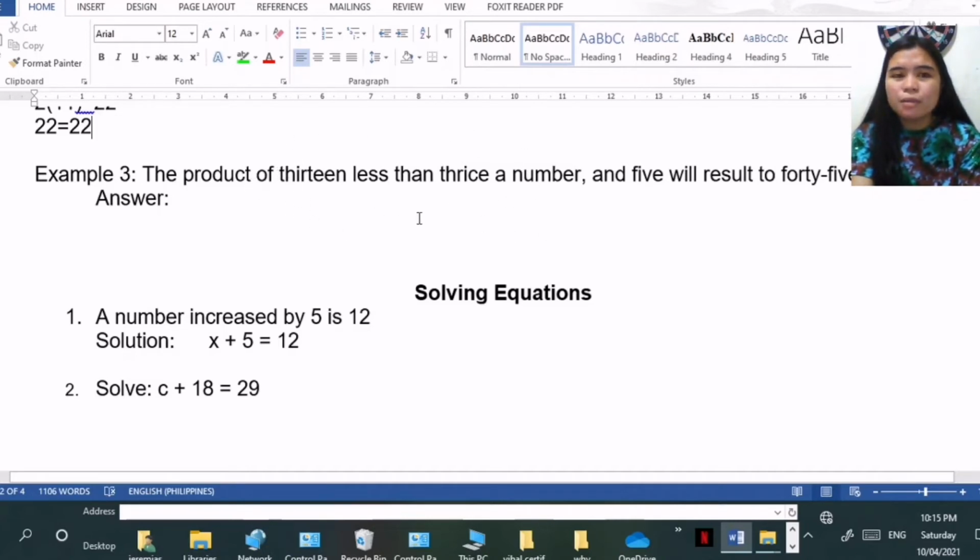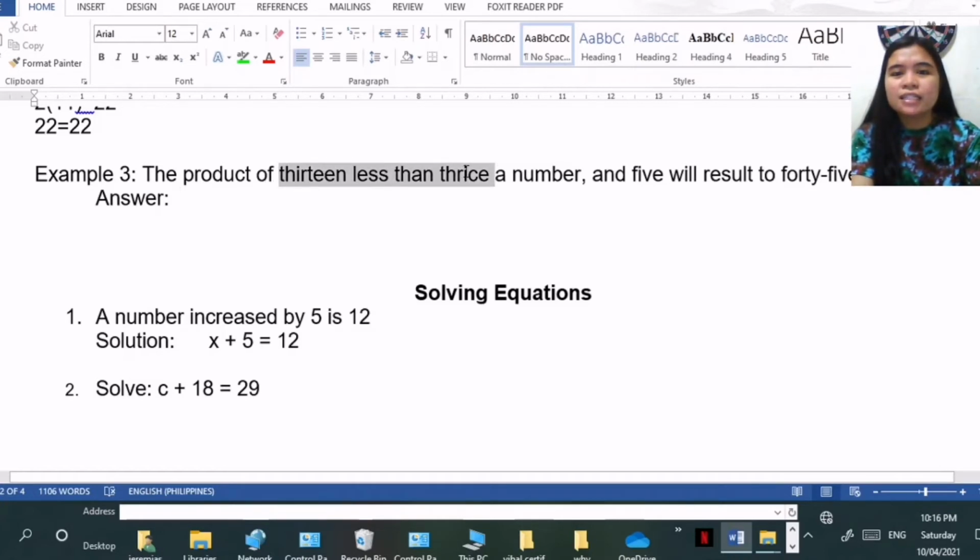Okay po? Sabi kasi dyan, the product of 13 less than thrice a number and 5 will result. Ano ba yung will result? That is equal. Kasi nga result to 45. Ayan, nahanapan natin ng product, yung 13 less than thrice a number and 5 na magre-resulta sa 45. Okay po. So, paano natin yun gagawin? Ito muna ang alamin natin.